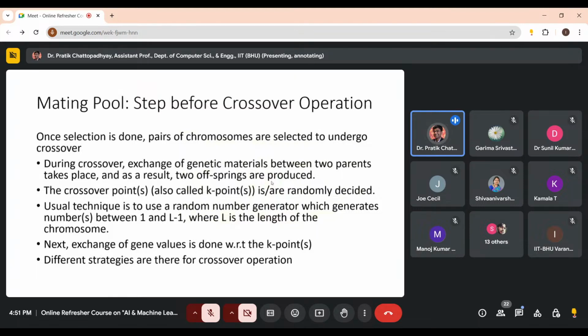Now we have generated a population. Given the problem, we decide the encoding scheme. Next we take some of these and put them into the mating pool to do reproduction. For this, we perform a selection step. From this original population, we select some of them and put them into the mating pool.